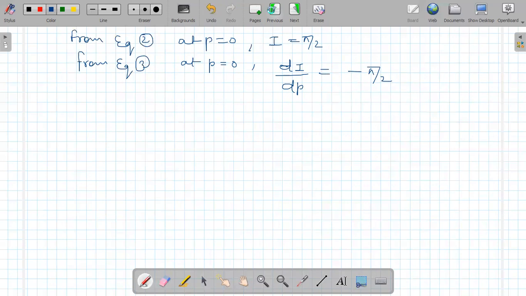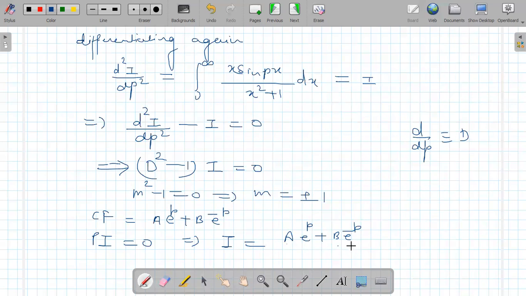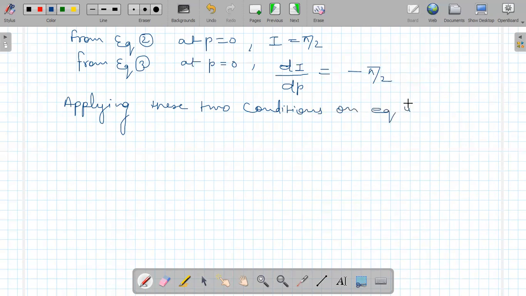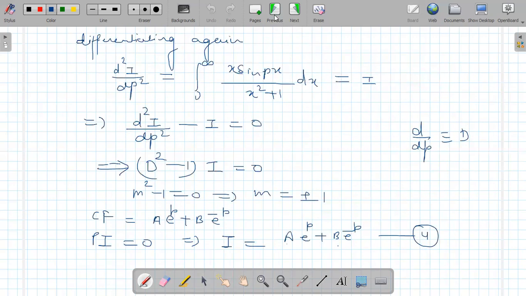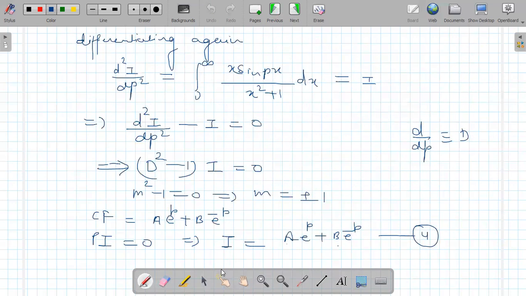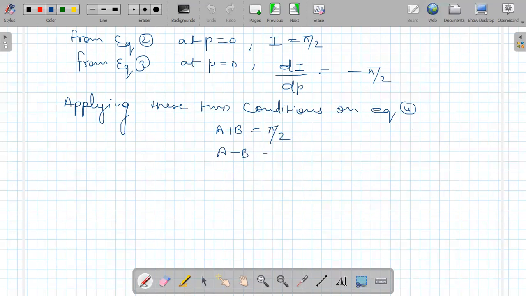तो ये दो कंडीशन हमें चाहिए बिकॉज वी हैव टू कांस्टेंट वैल्यूज. तो हम ये दोनों कांस्टेंट पर ये कंडीशन अप्लाई करेंगे. इक्वेशन नंबर 4, applying these two conditions on equation number 4. तो पाई बाय 2 जब आप रखोगे, सॉरी आई पी 0 रखोगे तो आई पाई बाय 2 है. p 0 पर यू हैव a प्लस b इज इक्वल टू पाई बाय 2, and di by dp, so we have to find di by dp, which is a into e raised power p minus b into e raised power minus p. So it will be a minus b is equal to minus pi by 2.